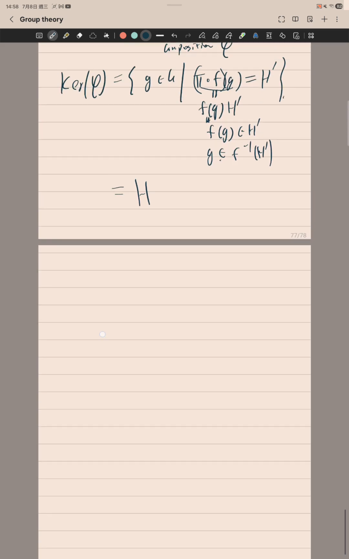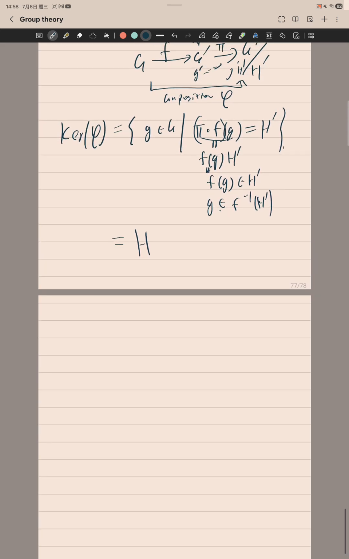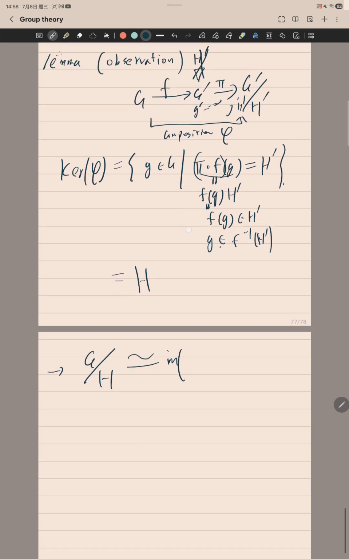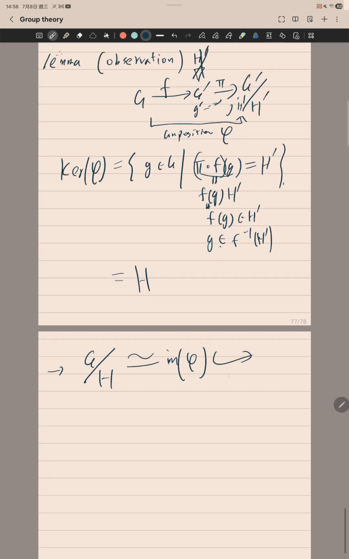Okay, so by the isomorphism theorem, I have the following. I have G quotient the kernel H is isomorphic to the image of phi. I don't know exactly what it is, but it's a subgroup of G prime divided by H prime. So simply speaking, we have the following injection. So this is injective.